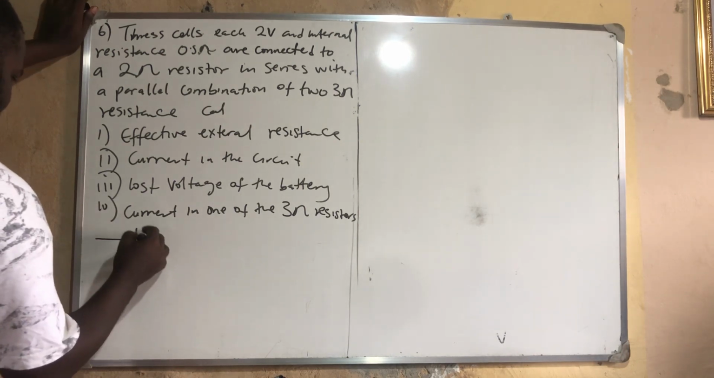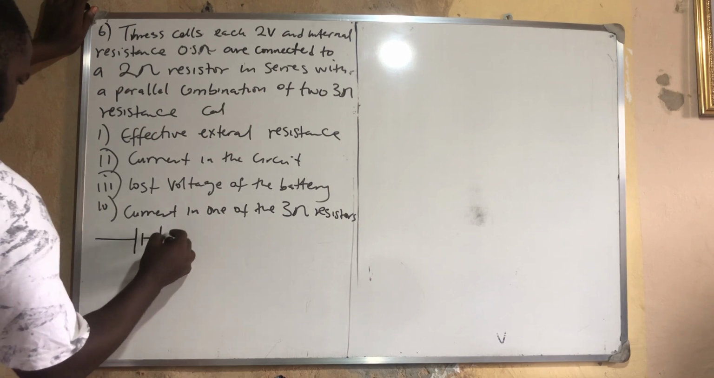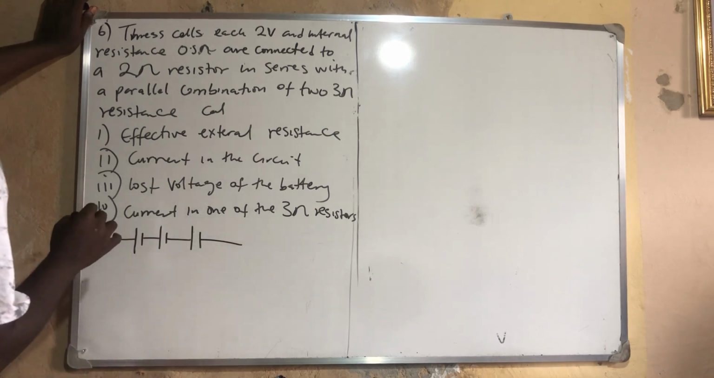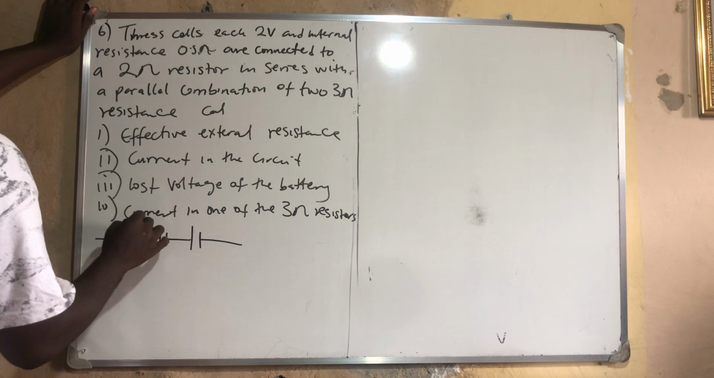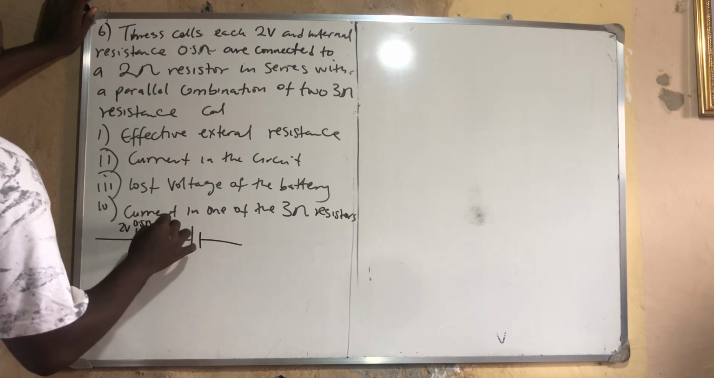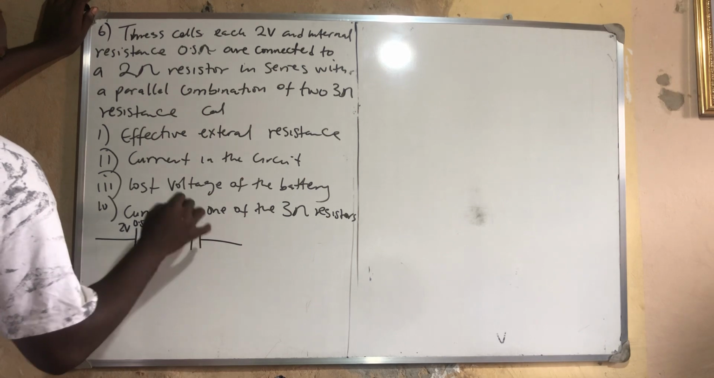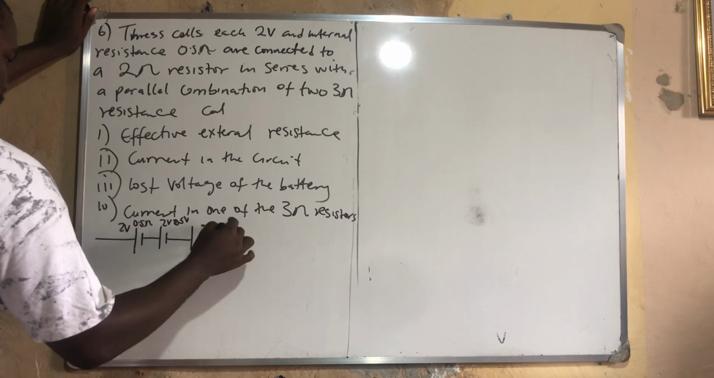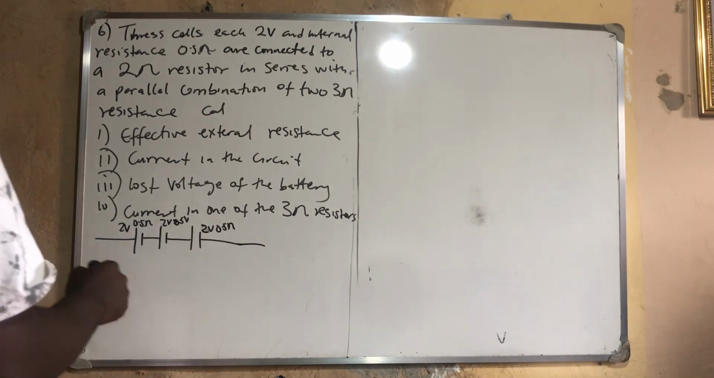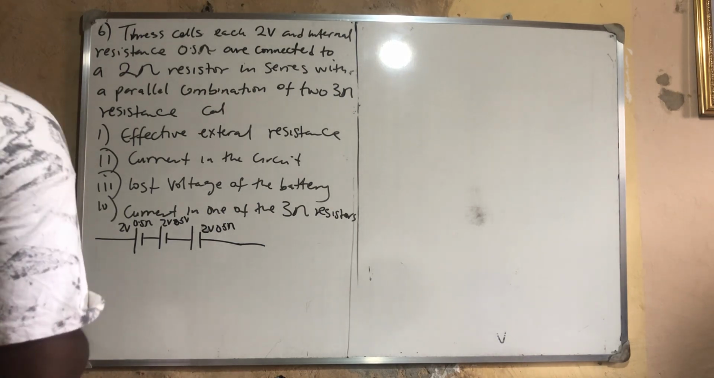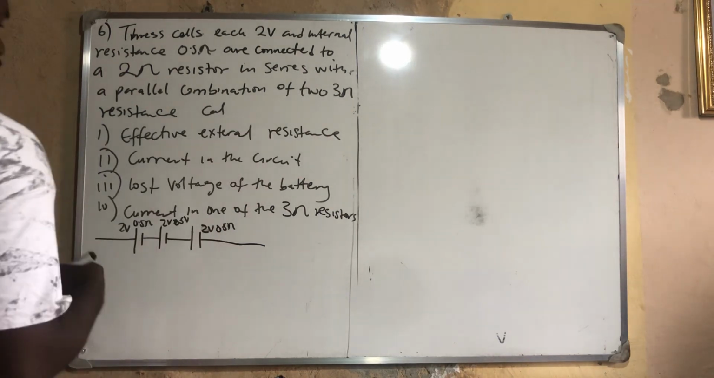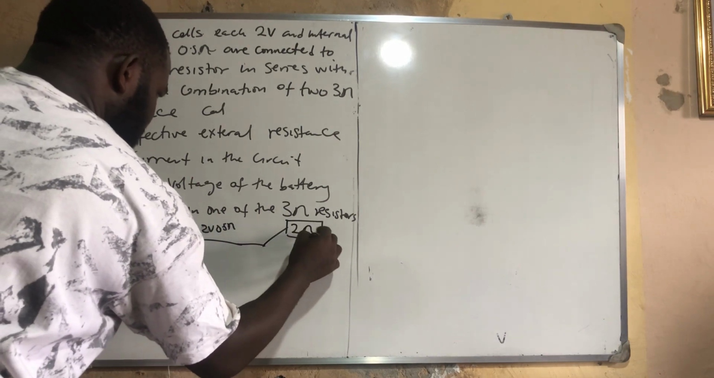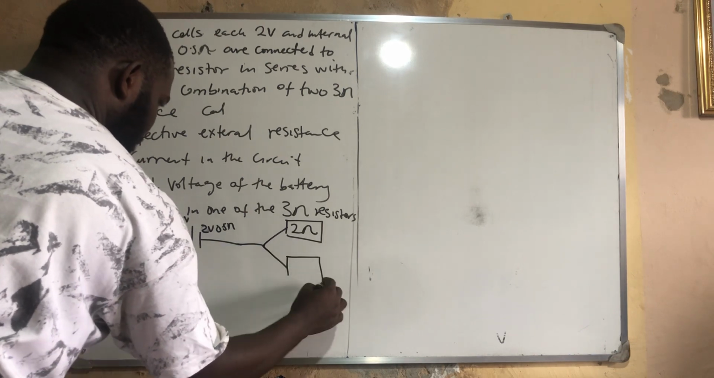This is the first cell, the big one and the small one, the big one and the small one, and finally the big one and the small one. Okay, and all of them is 2 volts. The 2 volts has 0.5 ohms in series, 2 volts again has 0.5 ohms in series, then 2 volts again has 0.5 ohms in series. Then they are being connected by a 2 ohm resistor and a 3 ohm resistor in parallel.